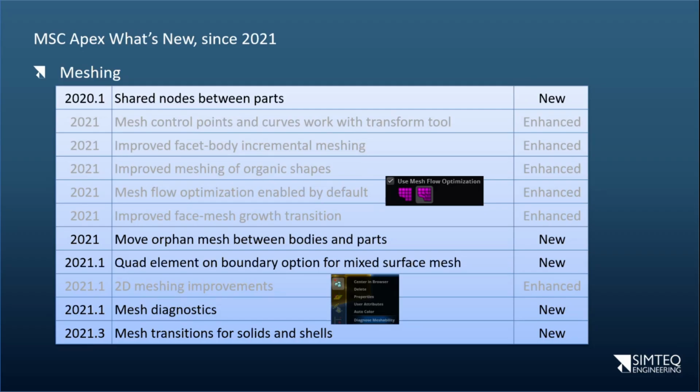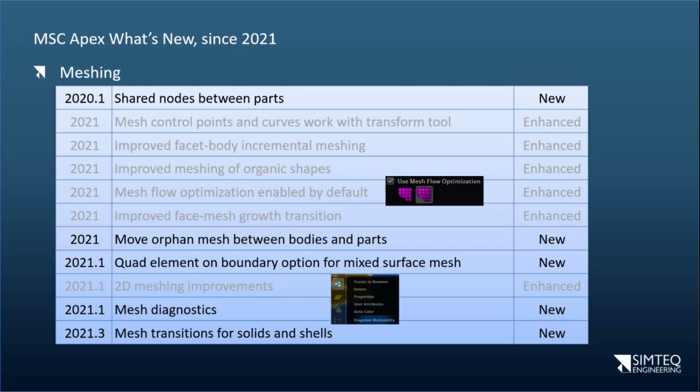Previously, it was basically stuck in the part that it was imported into. The quad elements on boundary option with mixed surface meshes is now possible. So this essentially enforces quad elements on the boundary of the surface, whereas you may still use triangles in the middle of the mesh.